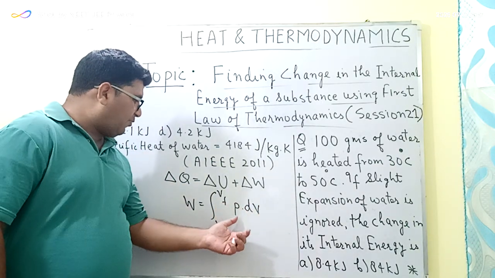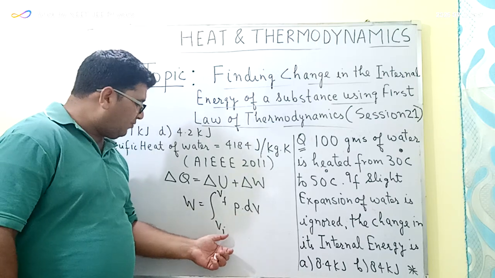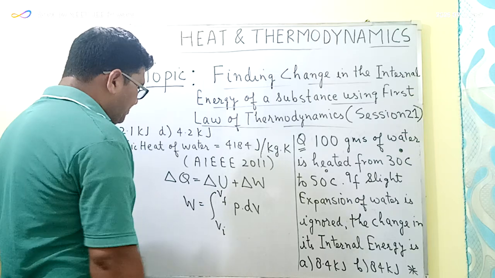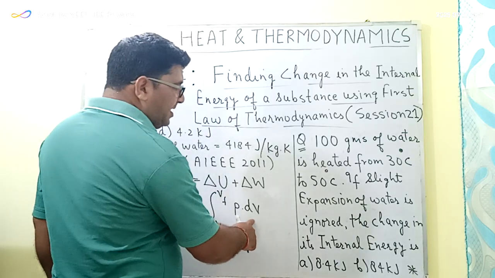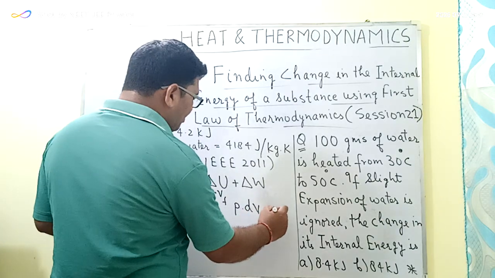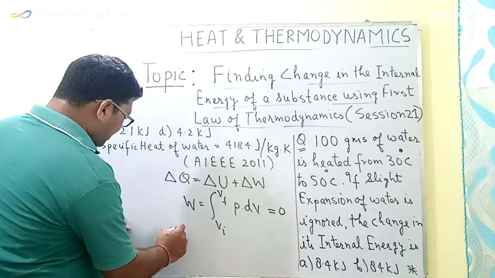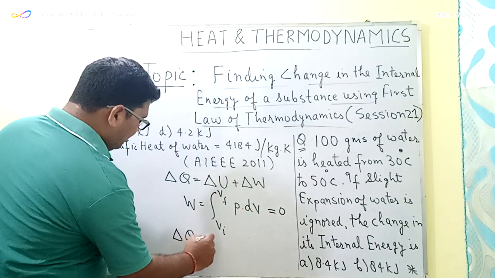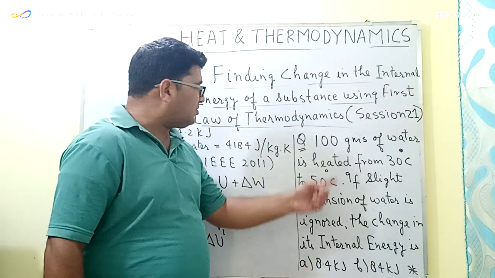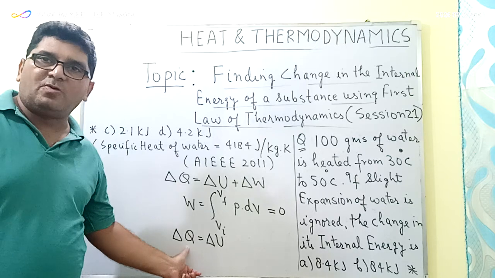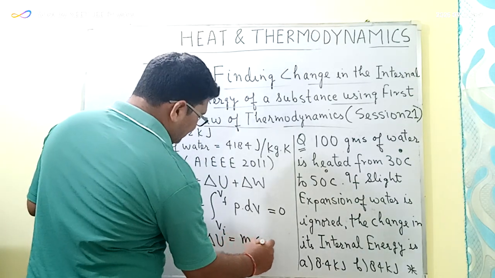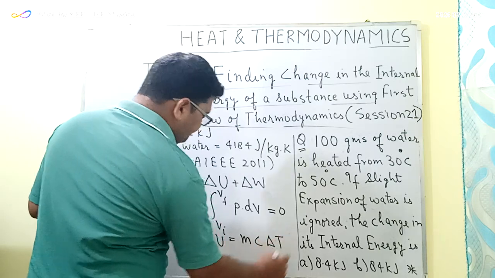the integration of P dV within the limits of Vi and Vf, where Vi and Vf are the initial and the final volume respectively. Since here the expansion of water is ignored, the change in the volume will be equal to 0, so work done will be equal to 0. So finally delta Q will be equal to delta U, or we can say that the change in the internal energy of this water will be equal to the amount of heat supplied. So this is equal to mc delta T.